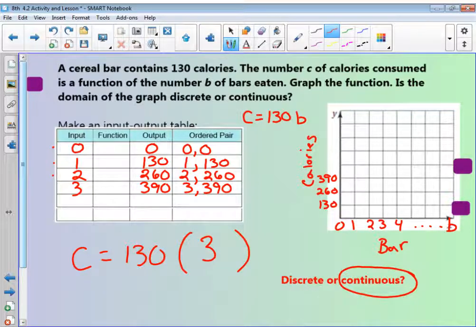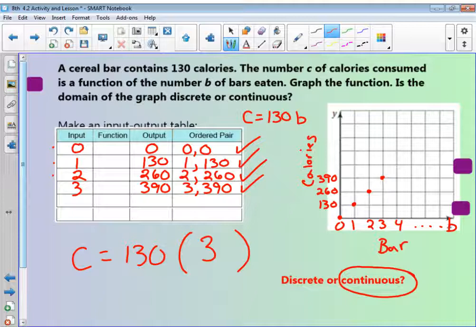Okay, so we're going to graph the first 3. We could eat 0 bars, which would consume 0 calories. So that one's graphed. We could eat 1 bar, over to 1, and consume 130 calories. We could eat 2 cereal bars, so over to 2, which would be 260 calories. We could eat 3 cereal bars, which would be 390 calories. And we could continue in this fashion.